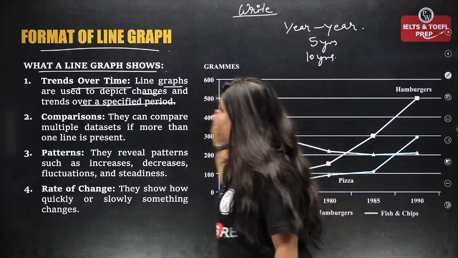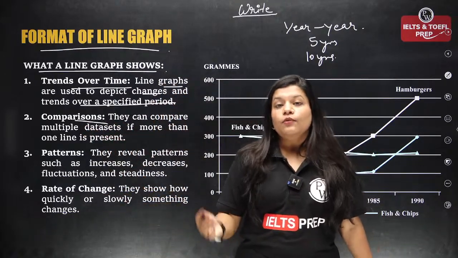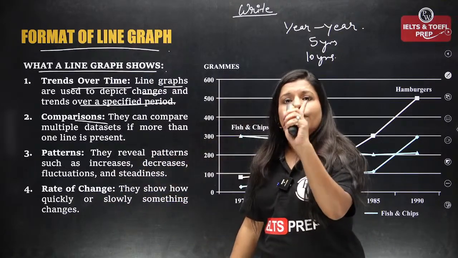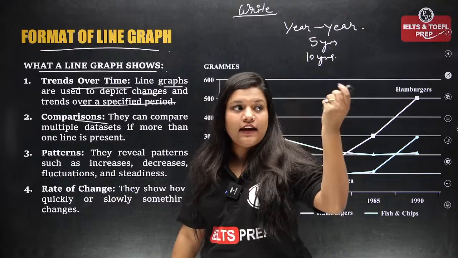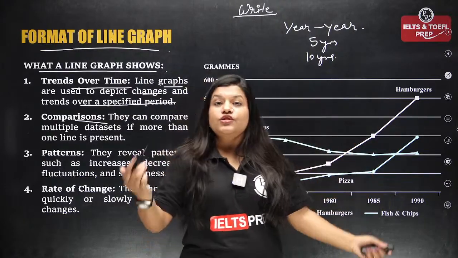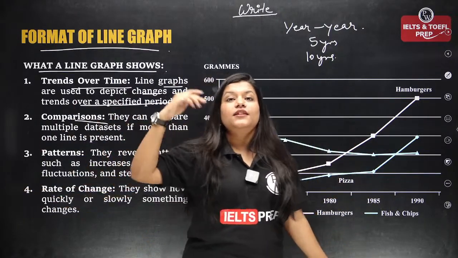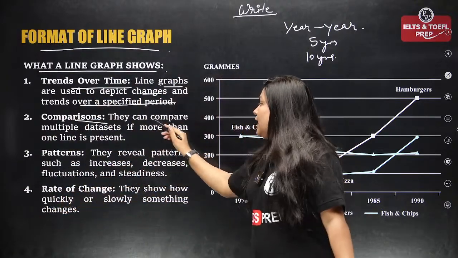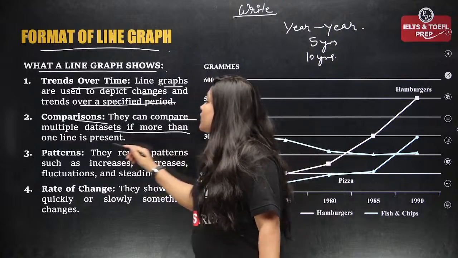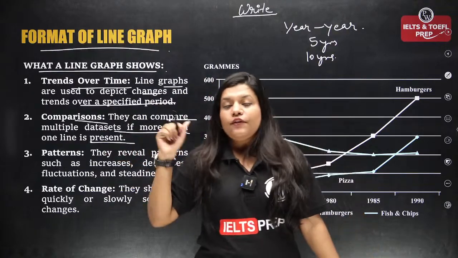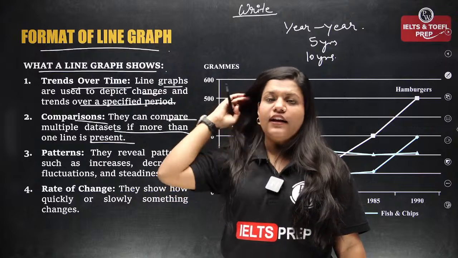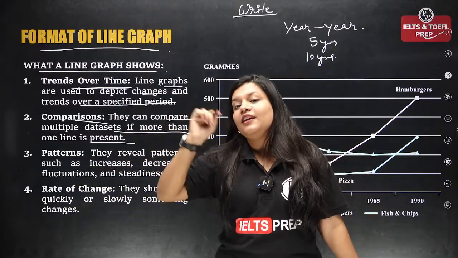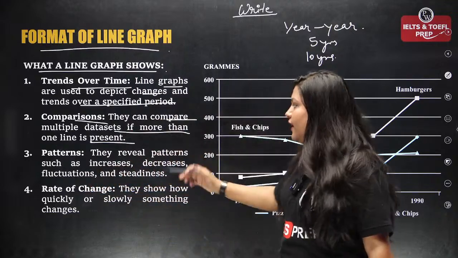Now second, comparison. Whenever I'm talking about trend changes over time, it can be of one category also. When I say category, it can be of anything. It can be production, consumption, supply, or any category. Line graphs can compare multiple data sets if more than one line is present. I told you, if you are talking about one category, it is also trackable in nature. But even if you are talking about more than one, the data can be compared very easily in this line chart, right?